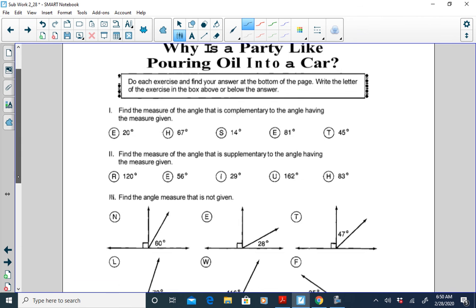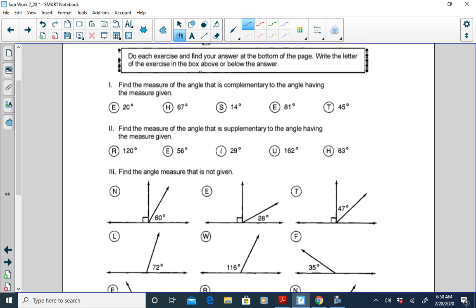Assignment 3, do each exercise and find your answer at the bottom of the page. Write the letter of the exercise in the box above or below the answer. Now, most of these sections you should be pretty familiar with, but I'll just remind you. Complementary angles are two angles that have a sum of 90 degrees. So if I wanted to find, let's say, letter T, I would subtract 45 from 90. So 90 take away 45.